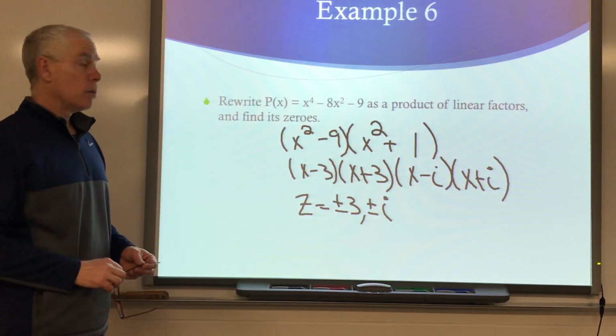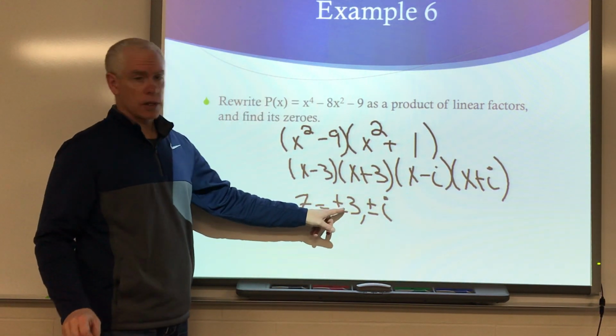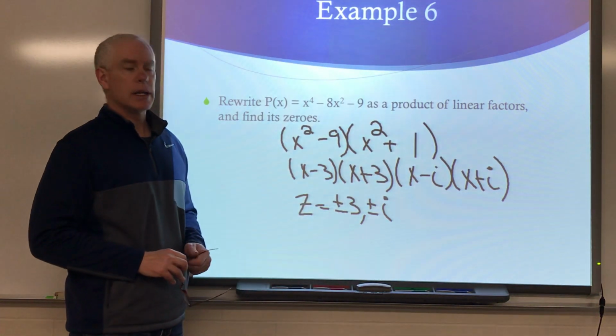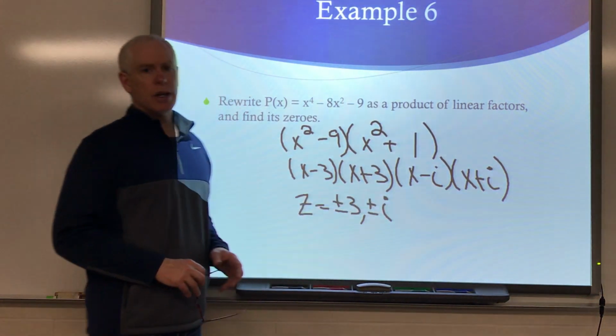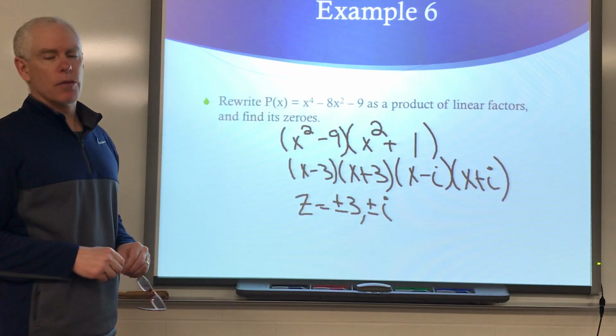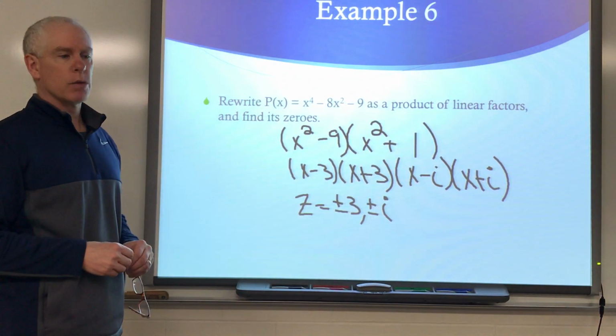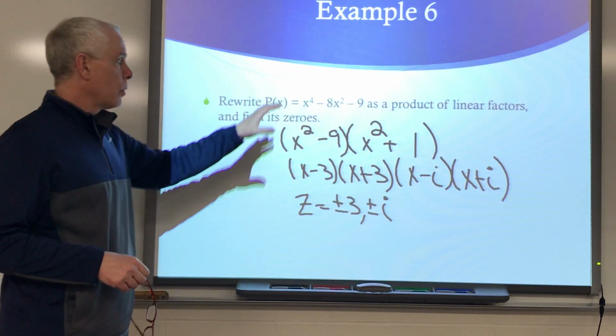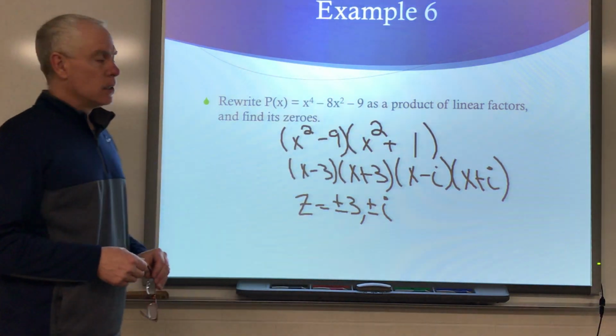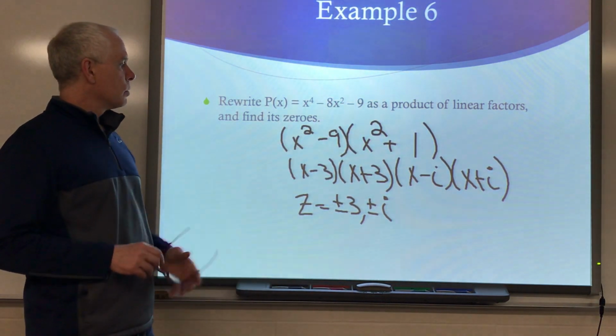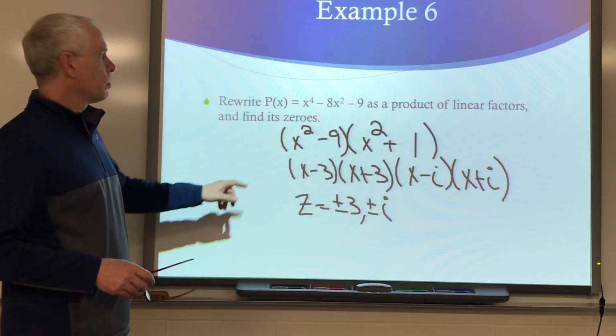Now graphically, when you graph this thing, you will clearly see it cross the x-axis at plus or minus 3. But because these two are imaginary, that doesn't do anything for us graphically. You won't see that on your graph. You won't see that in your table anywhere. The only way to get that is to do some algebra. So I think factoring was maybe the most efficient way for us to do this one.